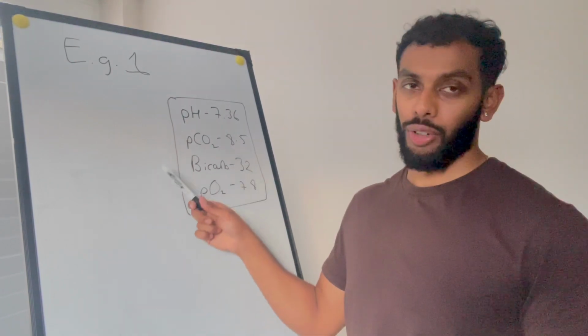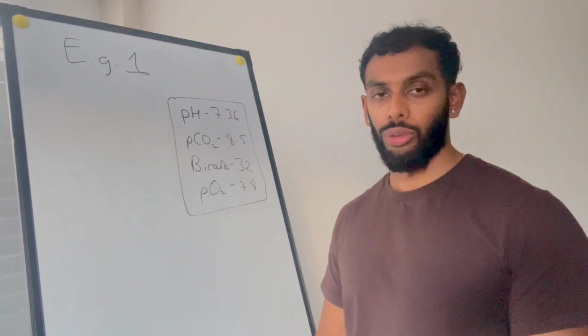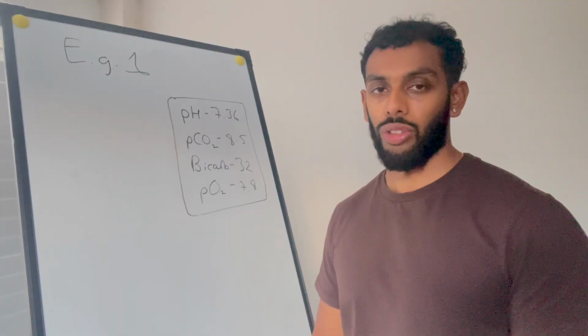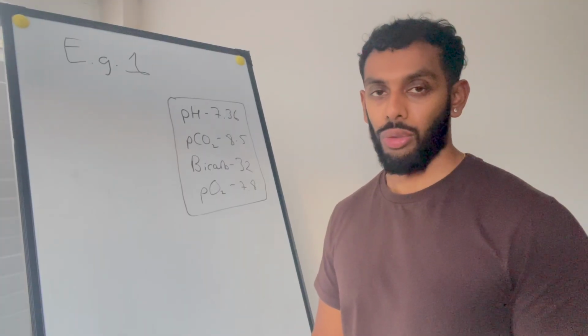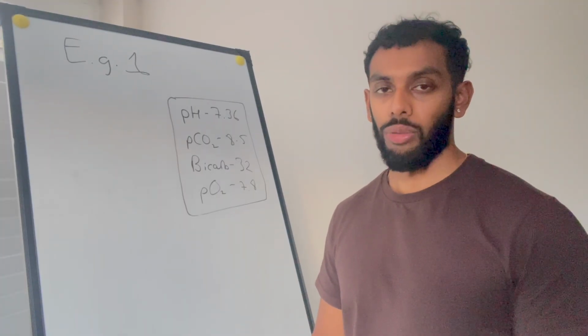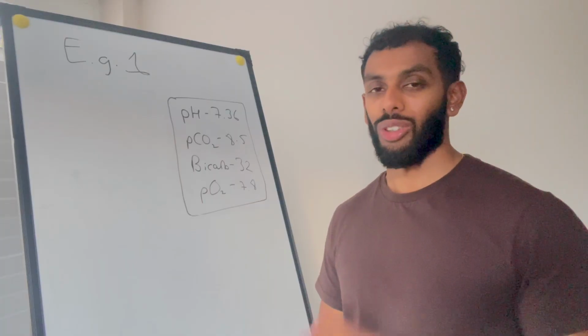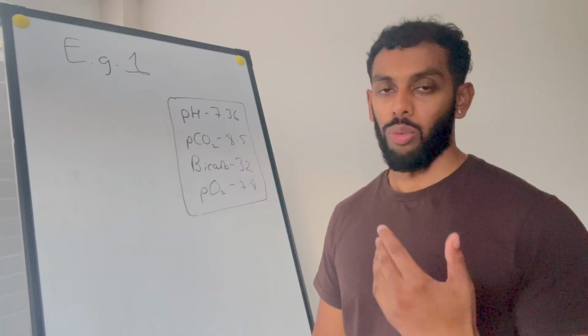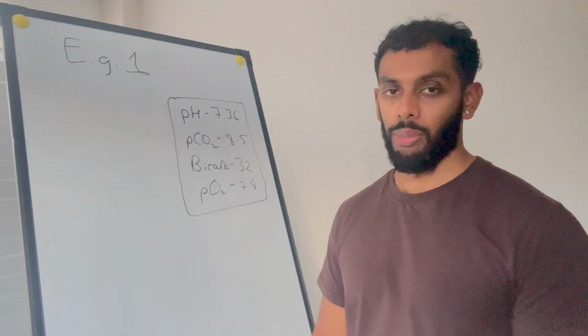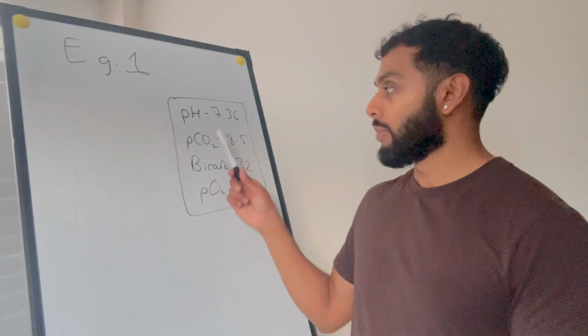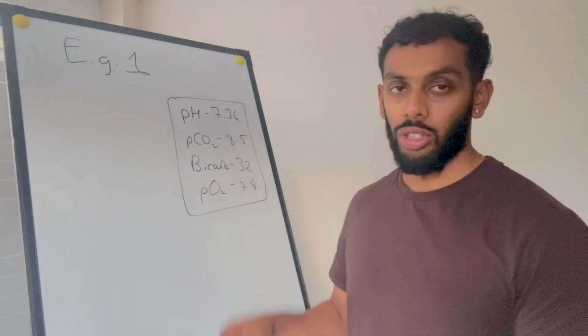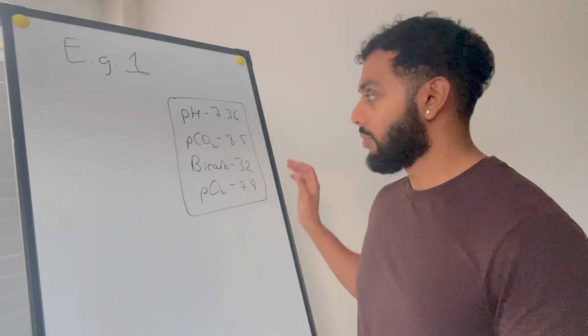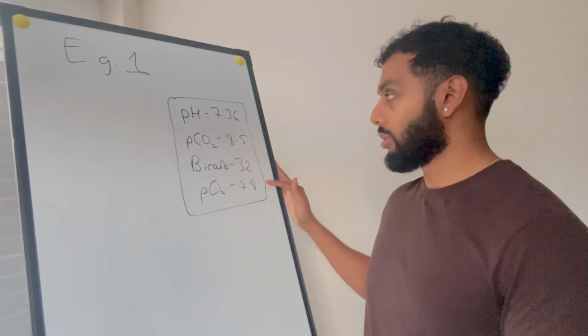So let's talk through the first example. The first example is a 65-year-old gentleman who's a lifelong smoker. He has known COPD and has come in with a 3-day history of worsening shortness of breath and a productive cough. My senior tells me to do an ABG on this patient, and these are the results.